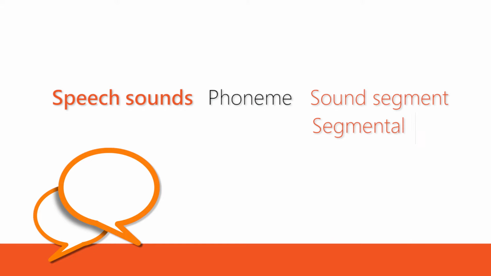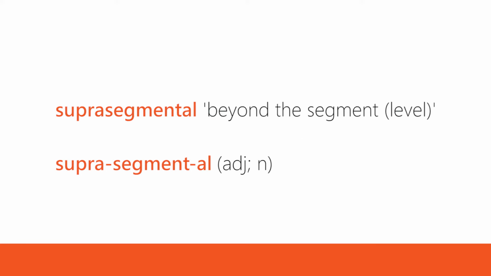We have talked a lot about sounds, and sometimes when you want to use the word sound, if you want to be very specific to a meaning, you have more technical words like phoneme, but we also use the word sound segment. And the adjective for segment would be segmental, but we also have another word in the same area in phonetics, which is suprasegmental. Suprasegmental is a word made of supra, the prefix, beyond, and segment, beyond the segment level. That's how you can understand the word.